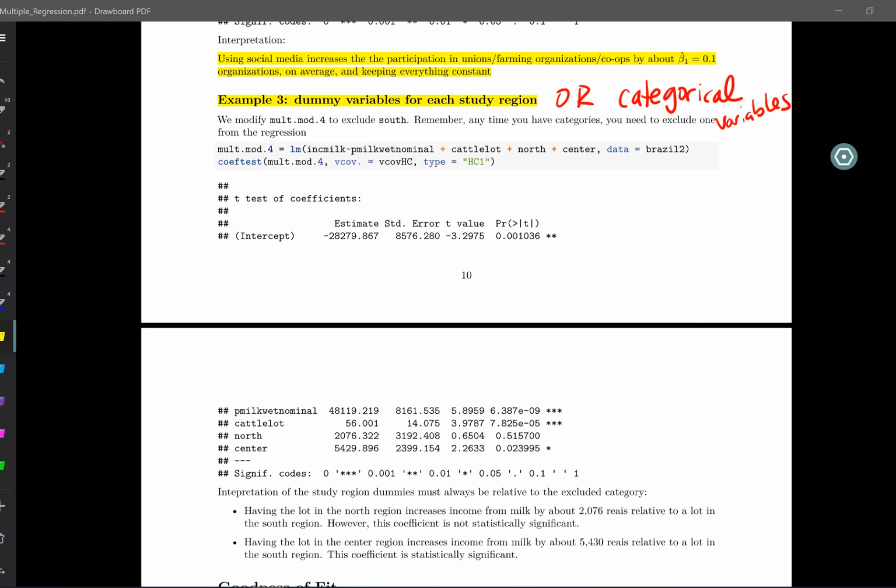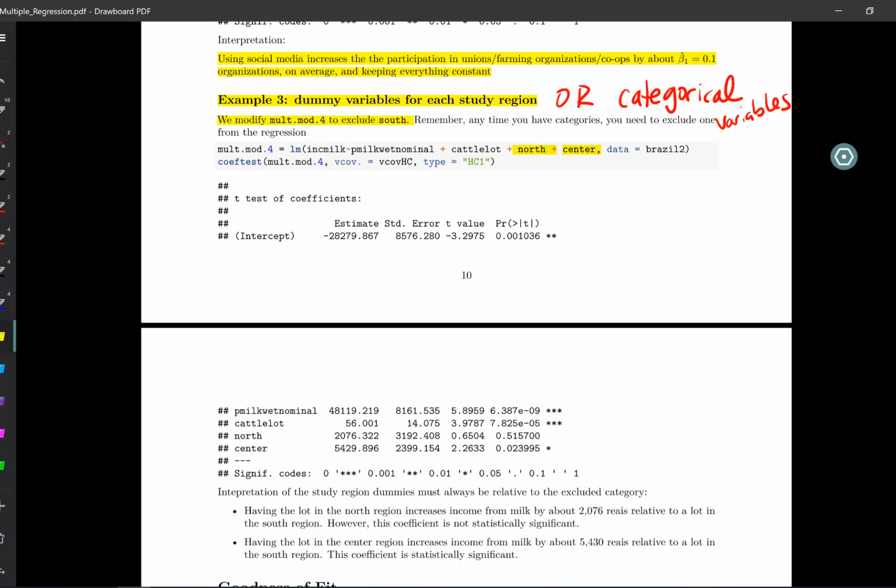For the third example, we look at dummy variables for each study region. Because we have multiple levels within the category, this is not the same as just a simple dummy variable. So we can think about this as interpreting categorical variables. To showcase that, we modify mod 4 to exclude south. Remember, anytime you have categories, you need to exclude one of the levels from the regression. And in this case, we're going to exclude south.